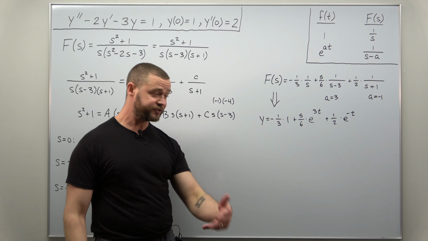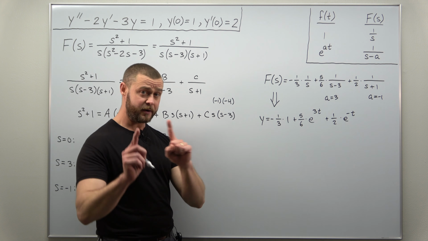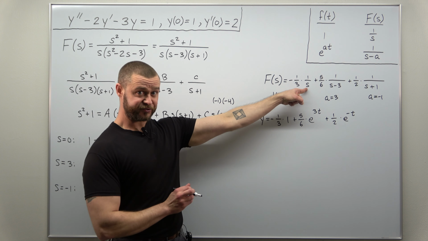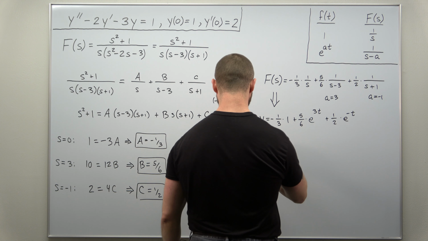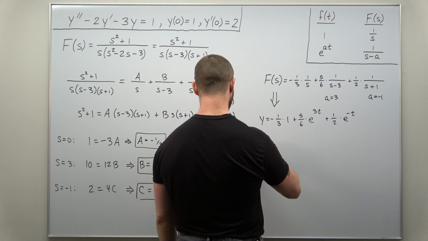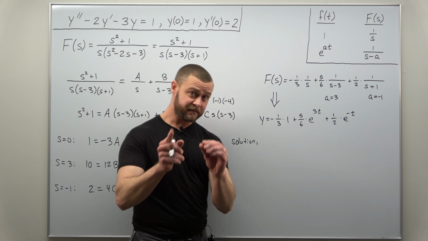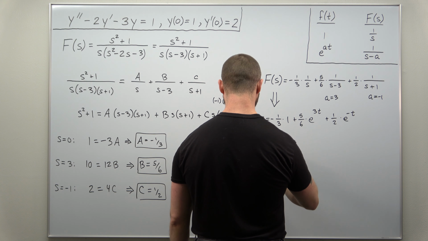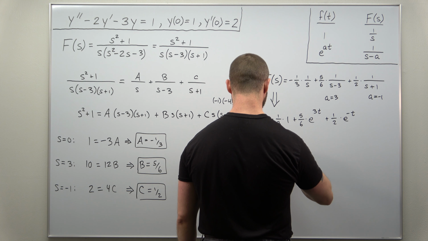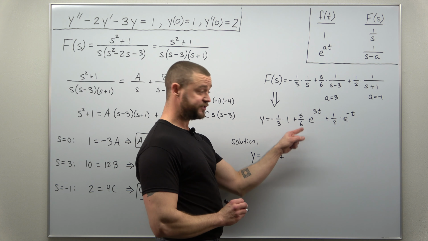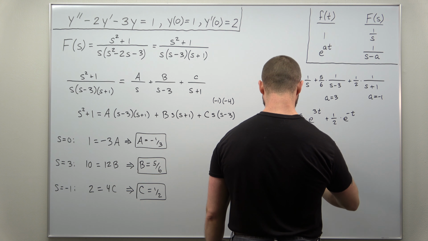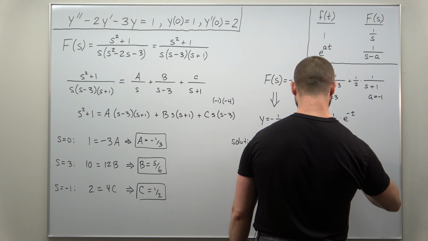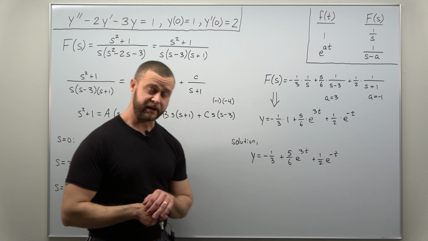So if we go ahead and write down our solution, we don't need that multiplying by 1. And again, the multiplying by 1 came from the inverse transformation of 1/s. Here's our solution. And I'll write it down in 2 different ways, depending on the independent variable that you're using in your differential equations course. We first get as our solution y equals -1/3 plus 5/6 e to the 3t and then plus 1/2 e to the negative t.